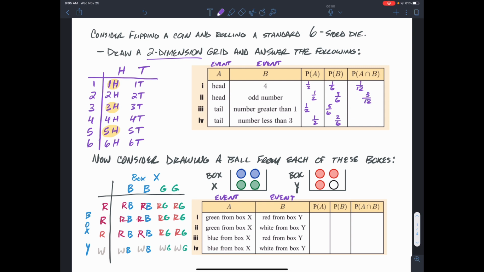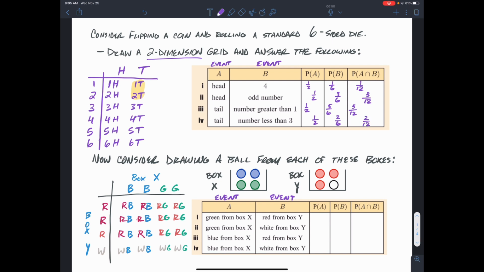And let's see, let's get rid of this. A number greater than 1. So the tail and a number greater than 1. So again, the intersection of these two things, which is going to be a tail and a number greater than 1. So we've got 5 possibilities there out of the 12. And finally, a number less than 3 and a tail. So it's going to be these two. So we're left with 2 out of 12.